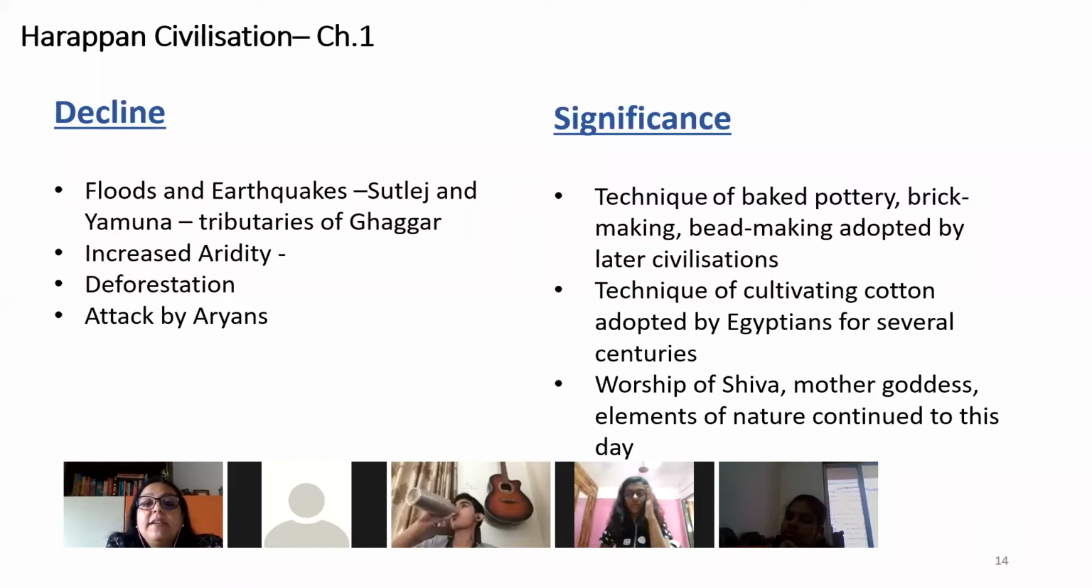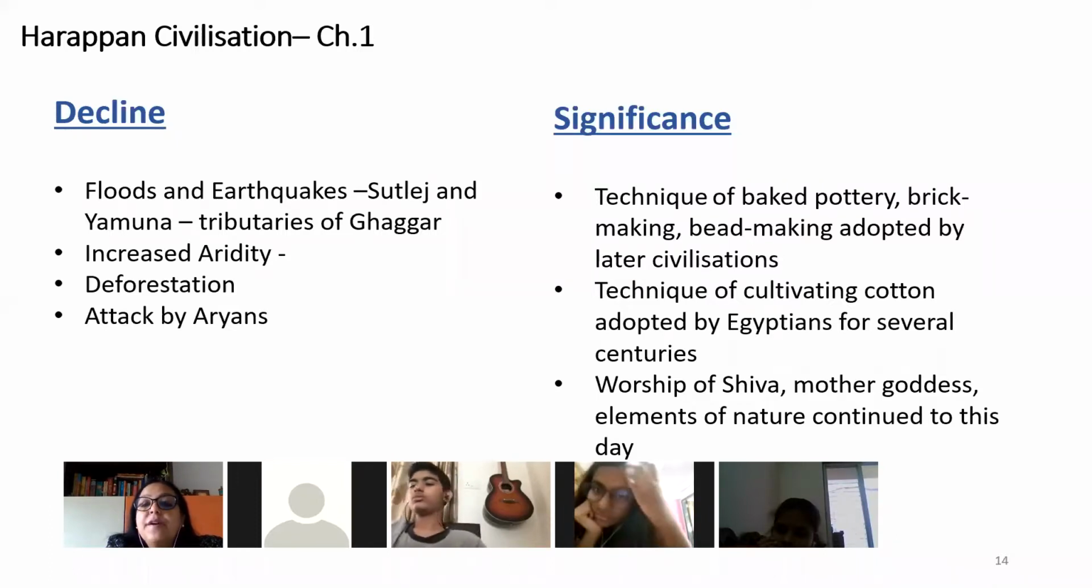The technique of cultivating cotton is one of the biggest contributions of the Harappan civilization. The way they grew cotton was learned by the Egyptians. The Egyptians learned this technique, and for several centuries they grew cotton like that. Egypt is actually a very big center, famous for cotton. And from where did they learn? They learned from the Indus people.